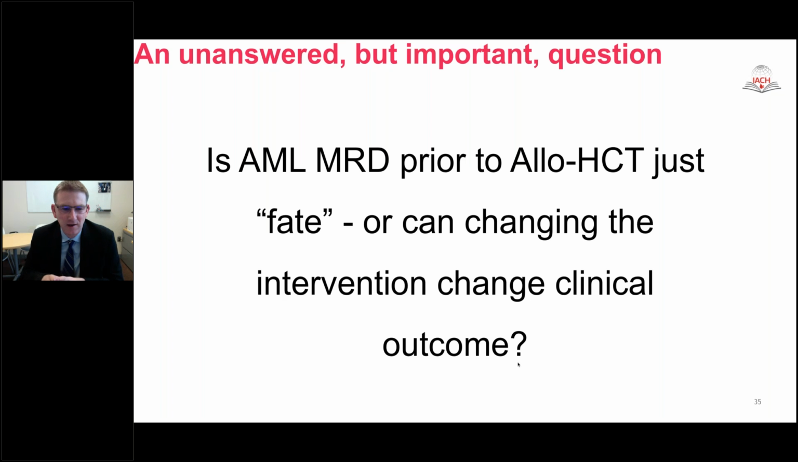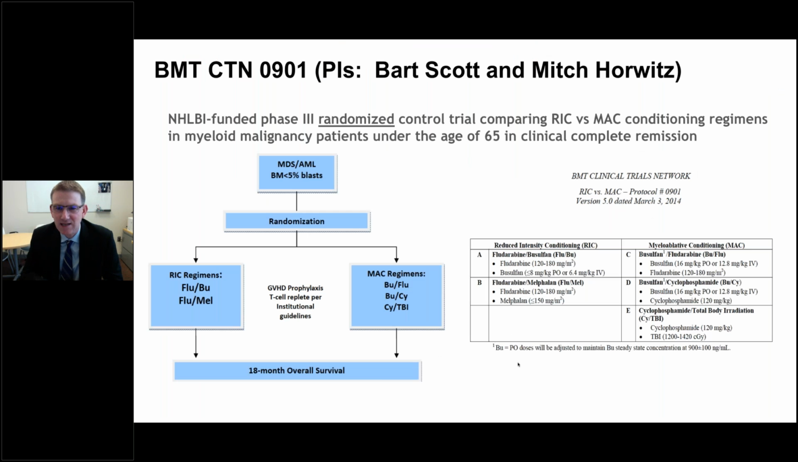I've shown you data that the presence of MRD prior to an allogeneic transplant is associated with poor outcomes, increased relapse, worse survival. We really want to know, can we do something about this MRD as doctors? And so can changing the intervention change the clinical outcome? If you have a patient who's in remission and has MRD, can you do something about it? And so to test this, in 2011, the Blood and Marrow Transplant Clinical Trials Network had done a trial comparing reduced intensity with myeloablative conditioning. This trial didn't have any MRD information.